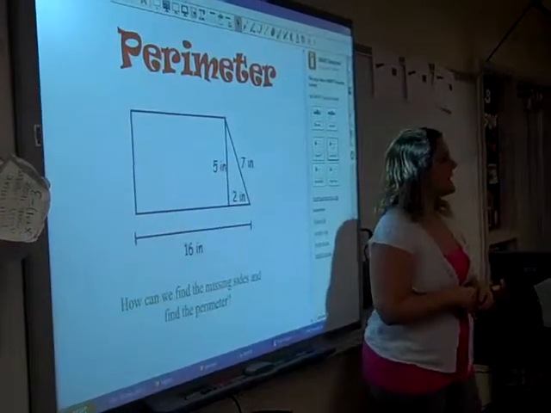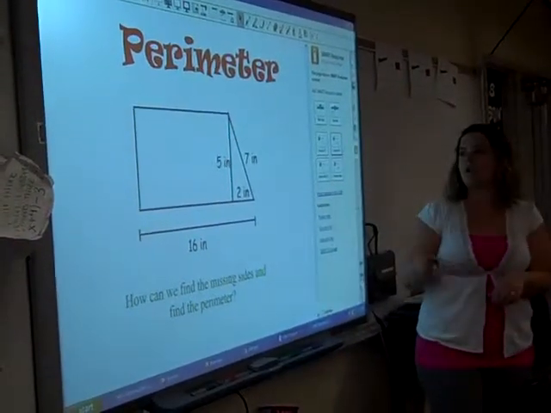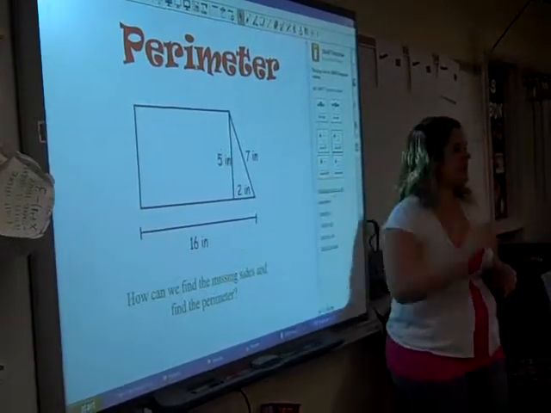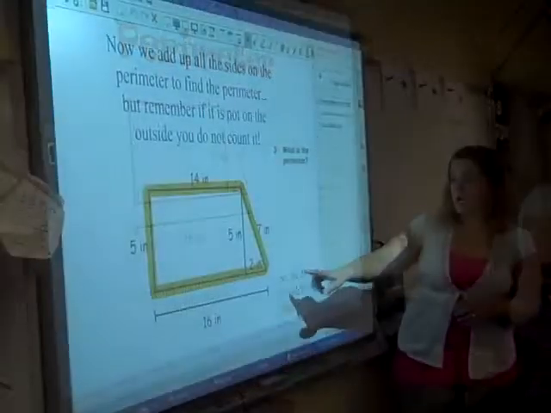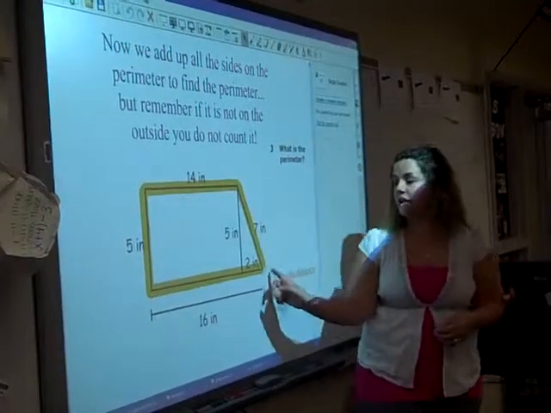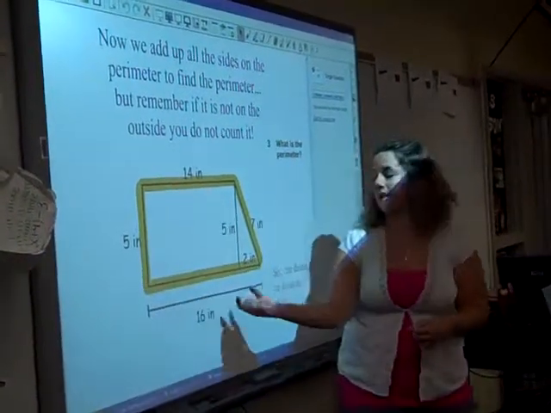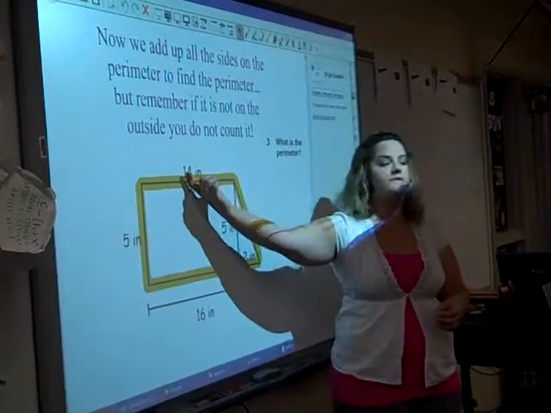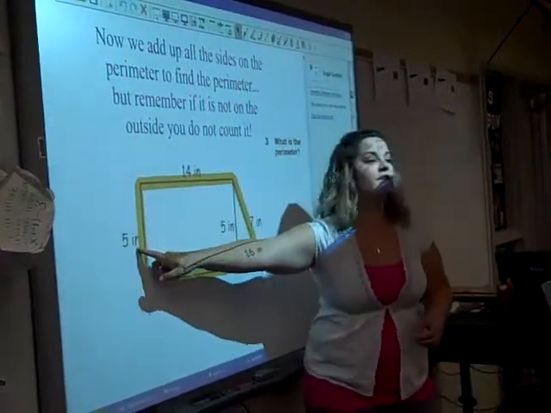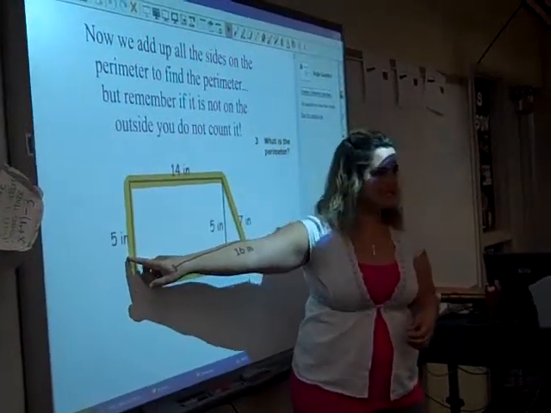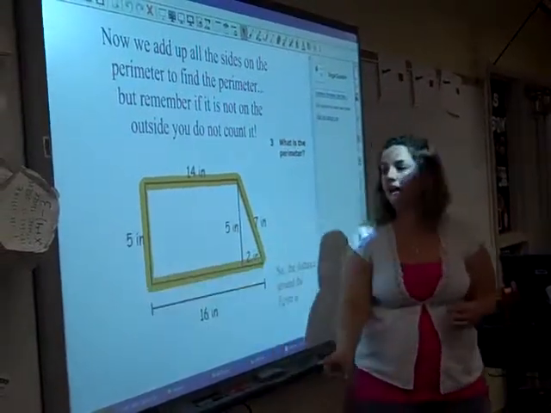So when we're looking at this composite figure, how are we going to figure out what the perimeter is? Just the outside distance around. Subtract 2 from the 16. So right here, this whole distance is 16. I'm going to subtract the 2, which gives me 14. If this side is 5, the other side is going to be 5 because it is a rectangle.